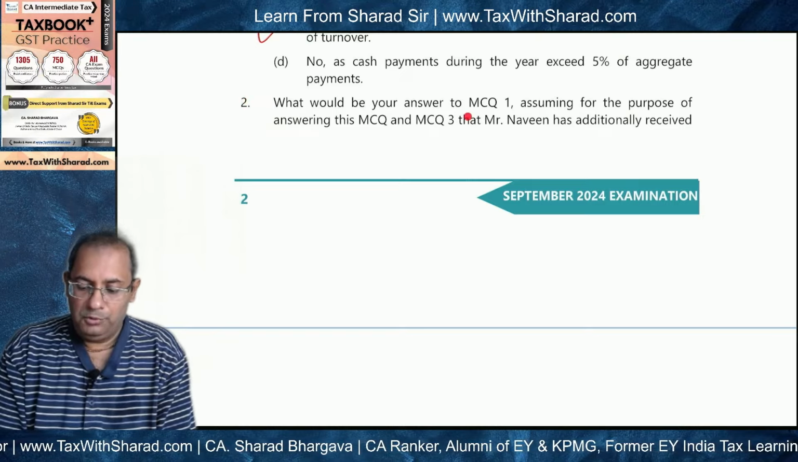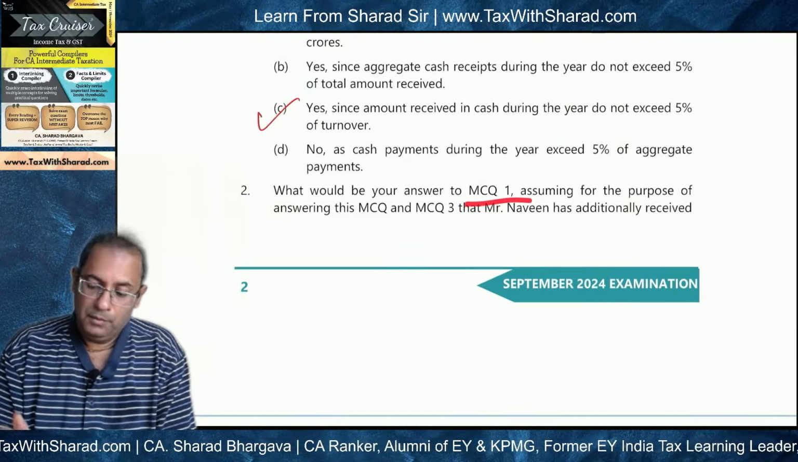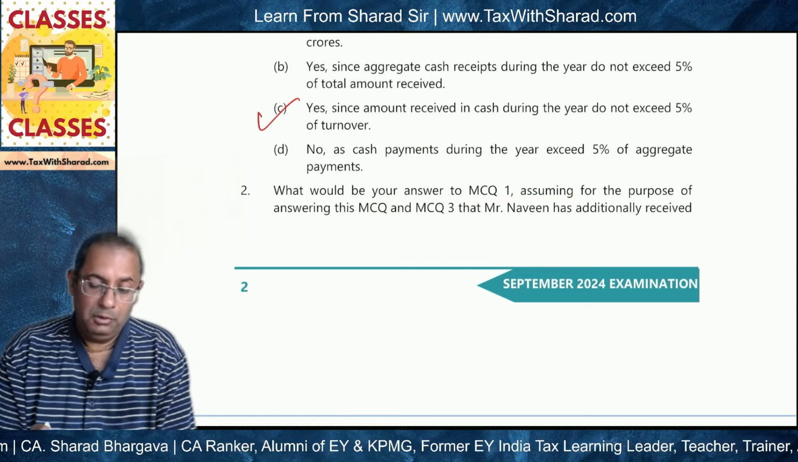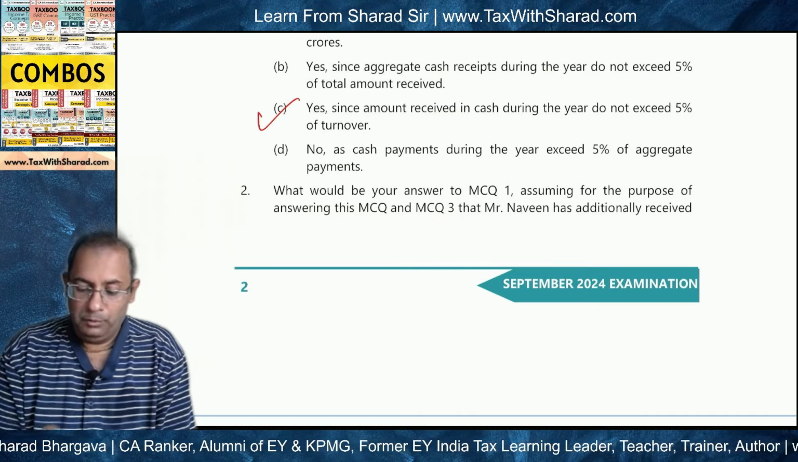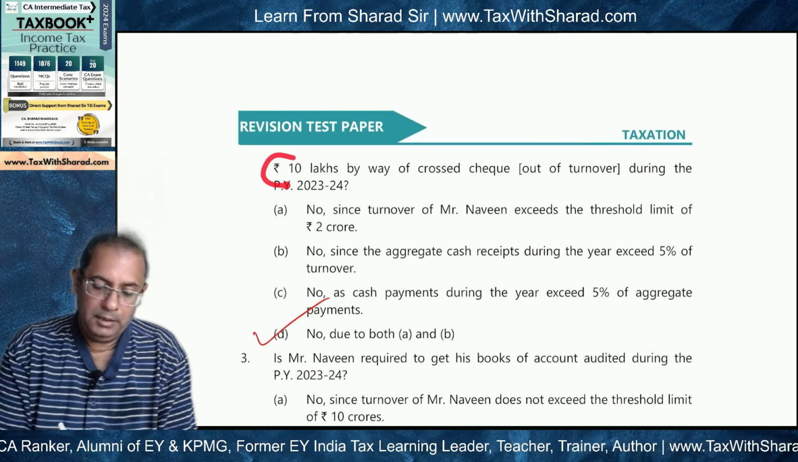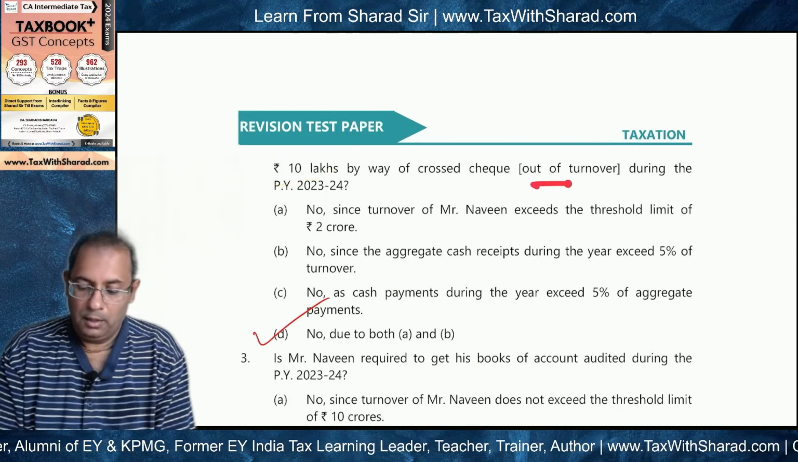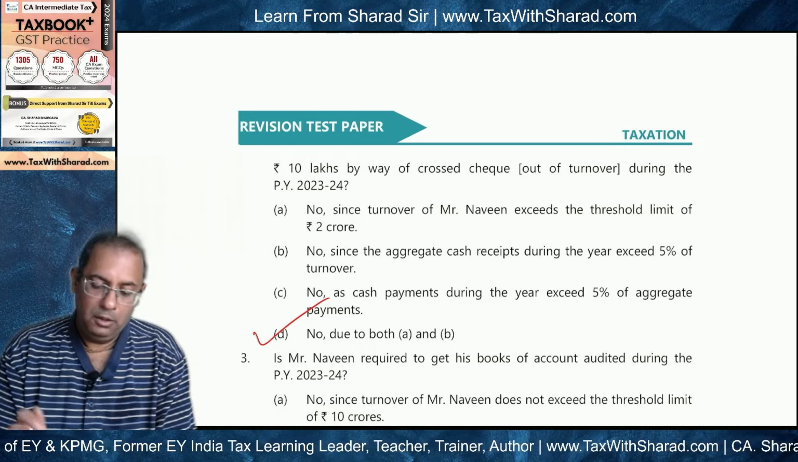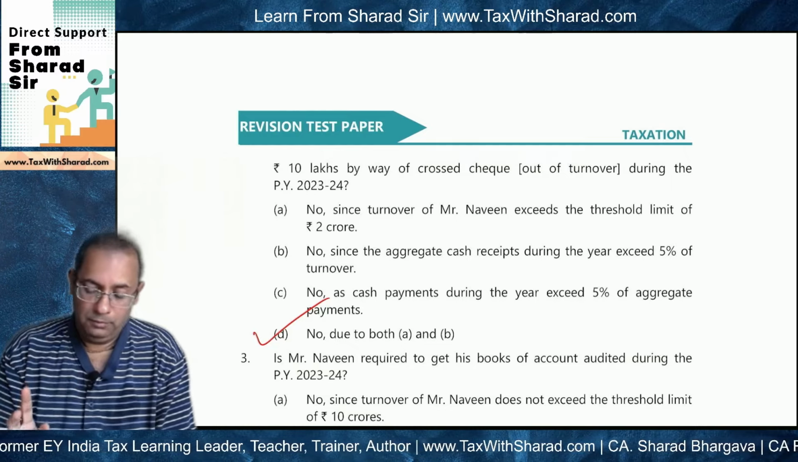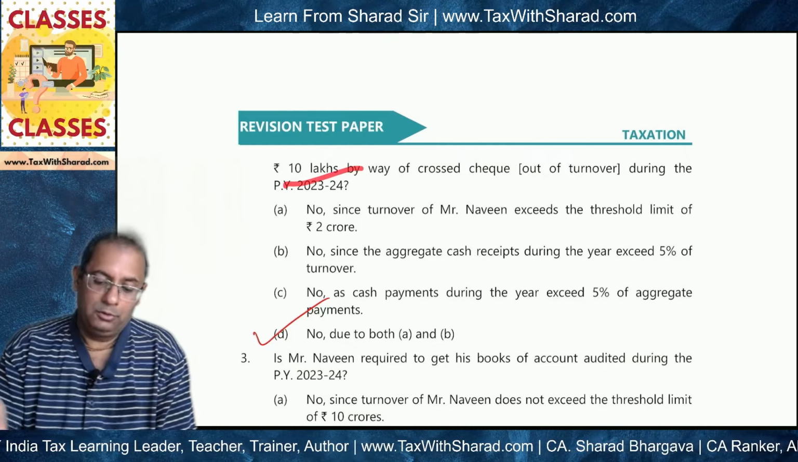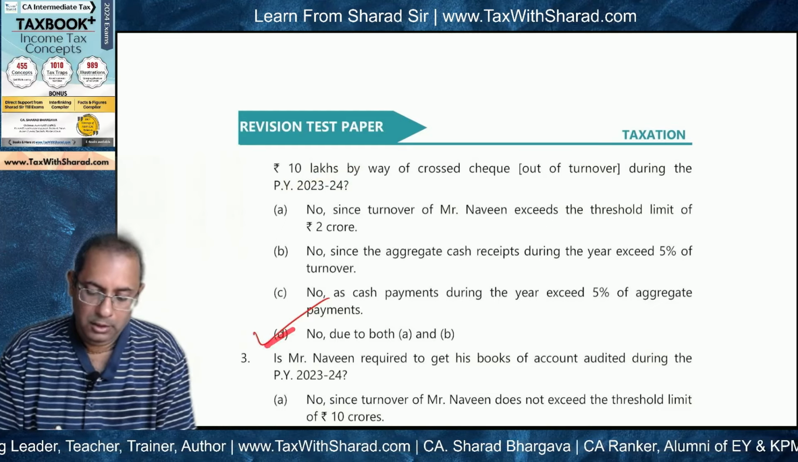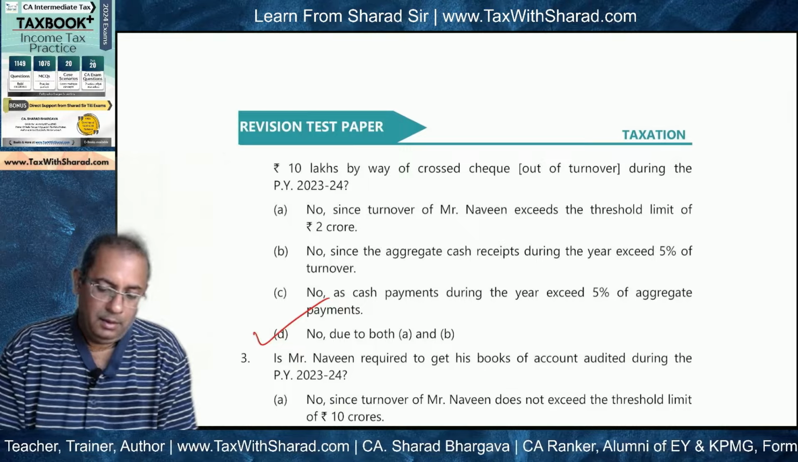What would be your answer to MCQ 1, the previous MCQ? For that we need to assume, for the purpose of answering MCQ number 2 and MCQ number 3 as well, that Mr. Naveen has additionally received rupees 10 lakh by way of crossed cheque out of turnover during the previous year 23-24. Now a crossed cheque is not an account payee cheque, and therefore it forms part of cash mode receipts. So 10 lakh is additionally received, and this is cash mode. And the answer is basically D: No, due to both A and B.